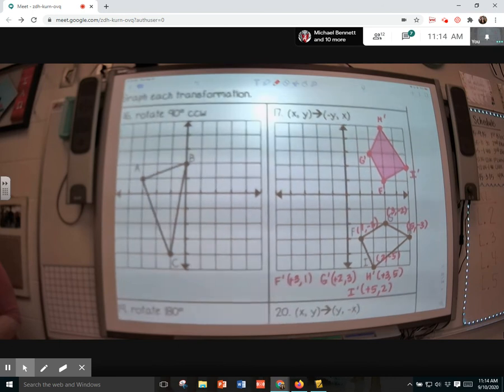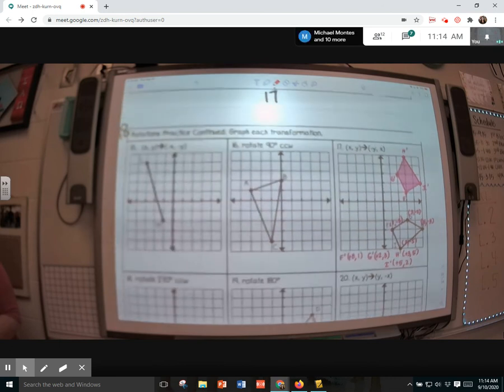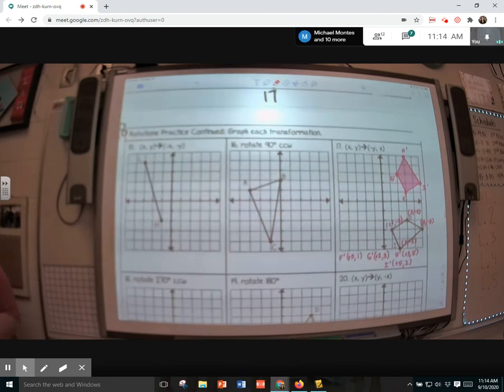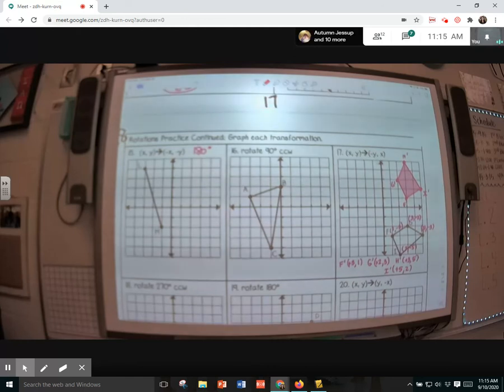Okay. On number 15, you are rotating how many degrees? If you just change the signs of both, you're rotating 180. So basically, I'm just going to take my original points and change their signs. So L is at -3, +4. So my L prime will be at +3, -4.